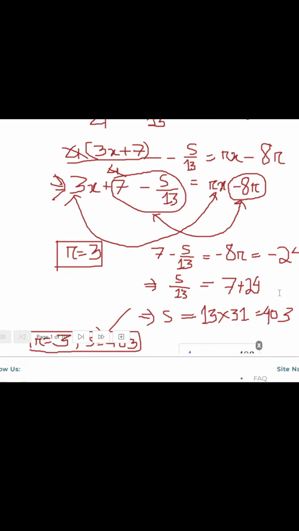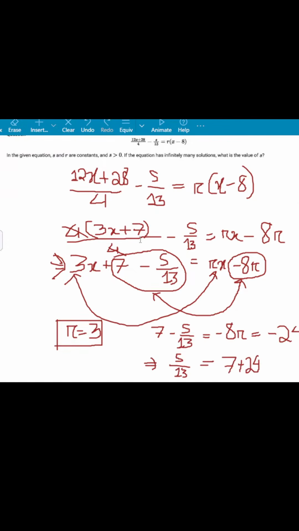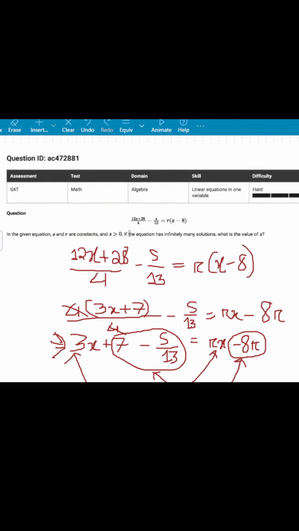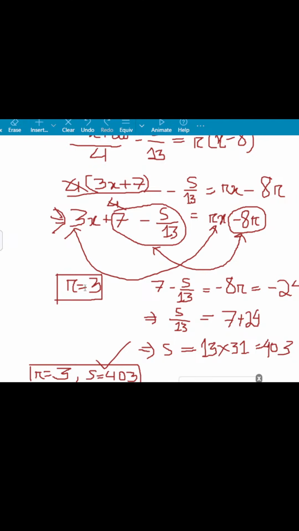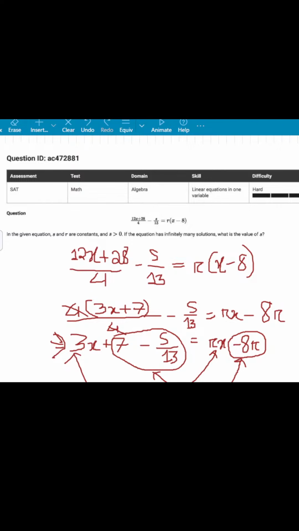Okay, so this equation is solved, and I hope the explanation is sufficient and you got how to do it. So you just have to reduce the equation to a simpler form, and then since it has infinitely many solutions, you compare the coefficients of x and the constant terms, and then you can solve one by one to get these constants. So that is how we got the answer.